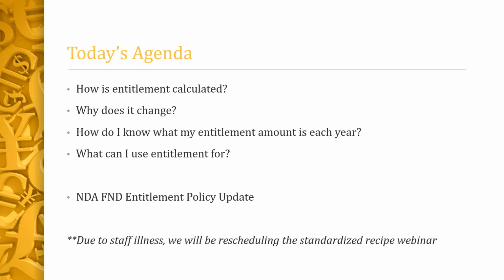We're going to talk briefly on what products you can use your entitlement for and briefly discuss a few updates on direct delivery items or brown box as they've been referred to often in the past. We're also going to provide an update on our F&D entitlement policy. So we've made a few changes in entitlement rollover, and also we're going to allow an option where districts can relinquish some entitlement or surrender it, and how districts could opt to accept additional entitlement if they so desired. And again, due to staff illness, we'll be rescheduling the standardized recipe webinar, so more on that to come.